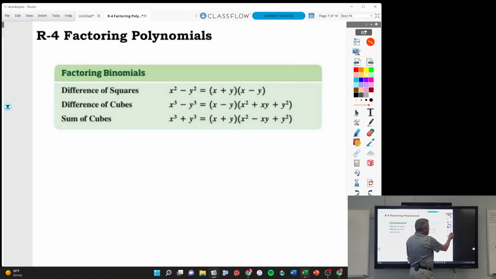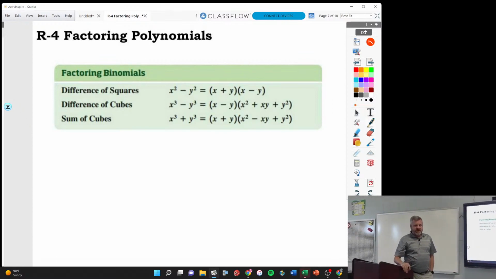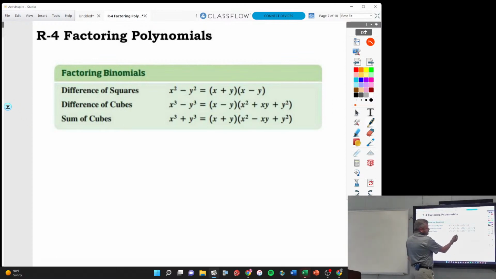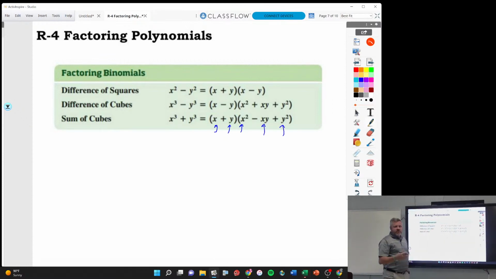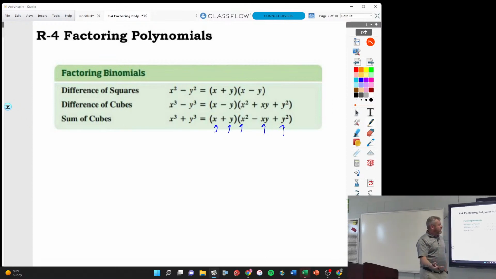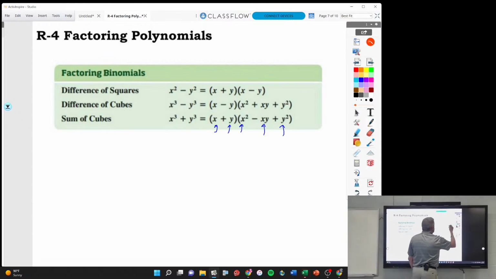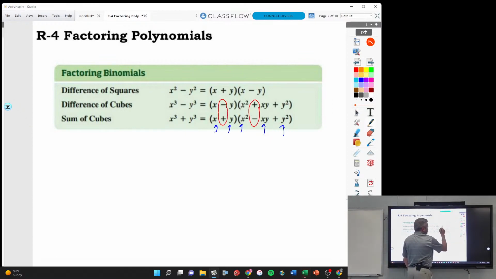If we see a binomial, again, 2 terms, we're going to ask, is it squares or is it cubes? And if it is, which formula do we use? I do want to point out, if you'll notice on the difference and sum of two cubes, that each of these areas right here are exactly the same. Both of them have an x, they both have a y, they both have an x squared, they both have an xy, they both have a y squared. The differences in these two happen to be the first signs and the second signs.